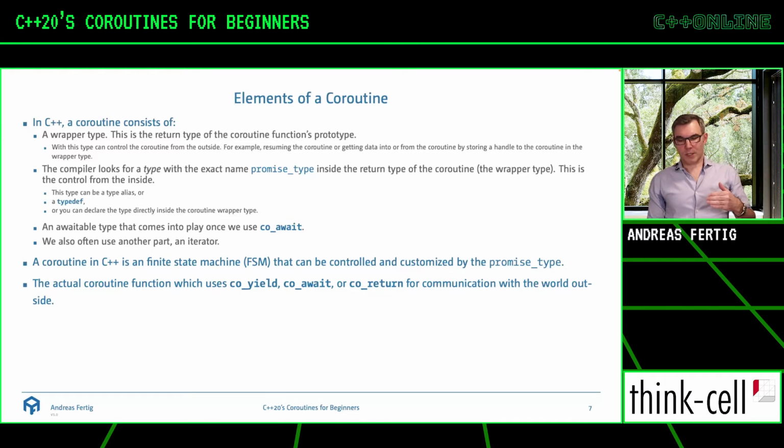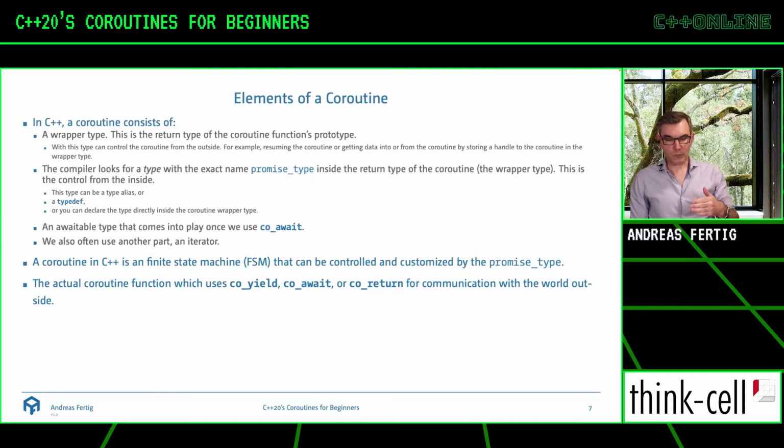There are two other types that are frequently used when it comes to coroutines. The first one comes into play when we use co_await inside our coroutine. We call this, borrowed from other languages, an awaitable type. We will see an example for that later. As I said, we need it once we do a co_await. Otherwise, it's optional, not needed.